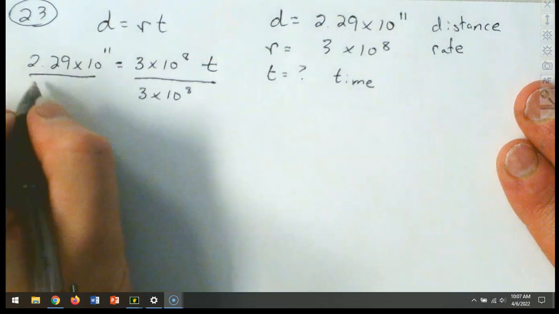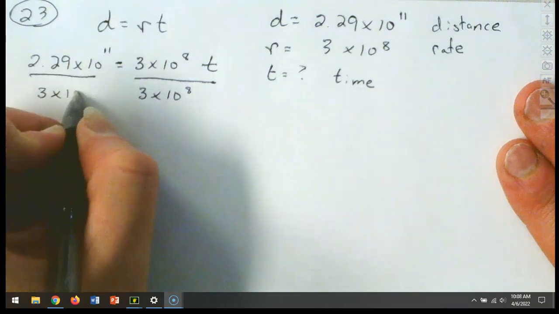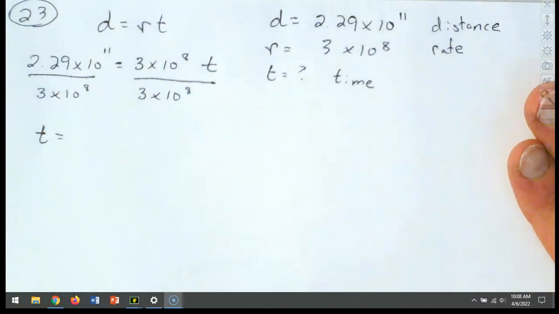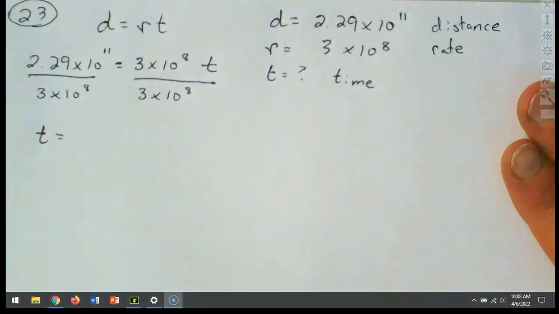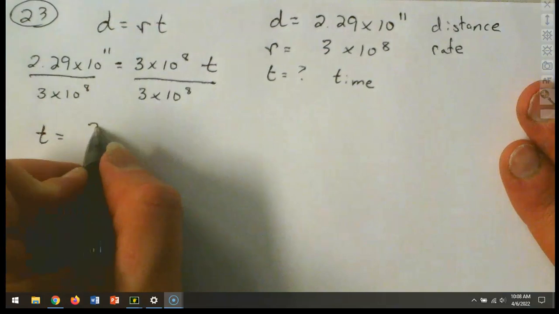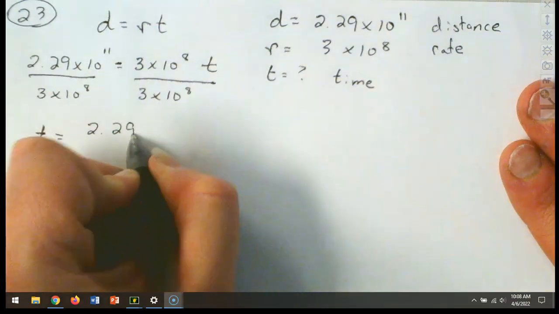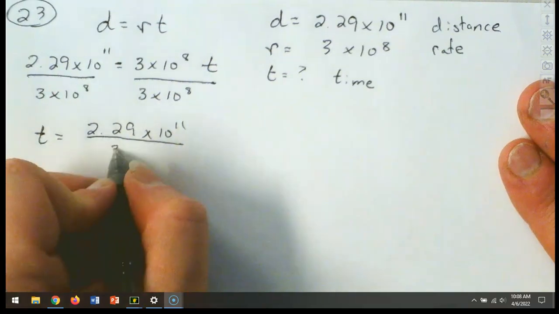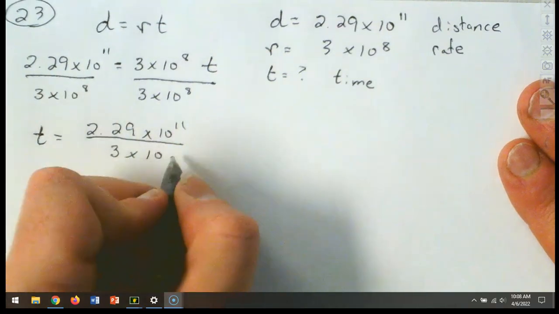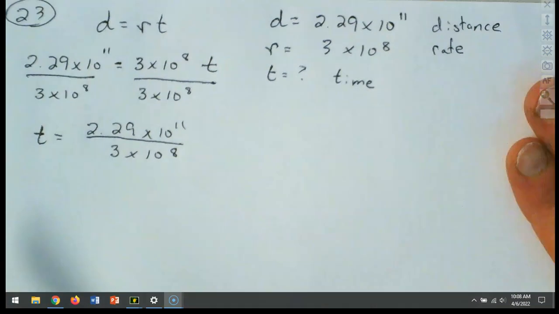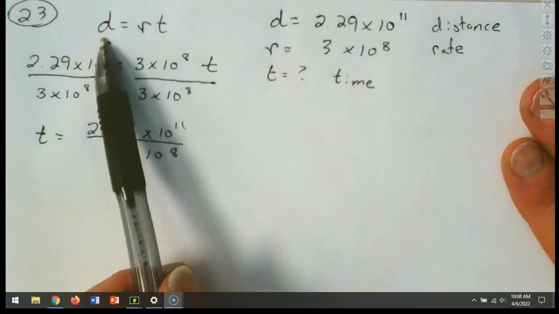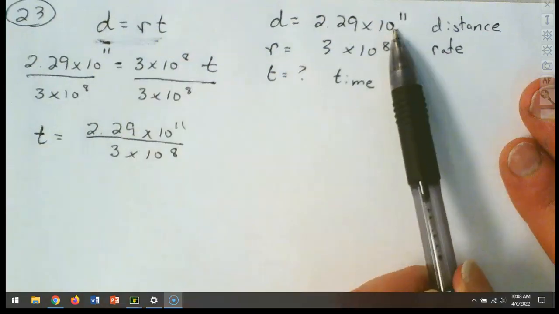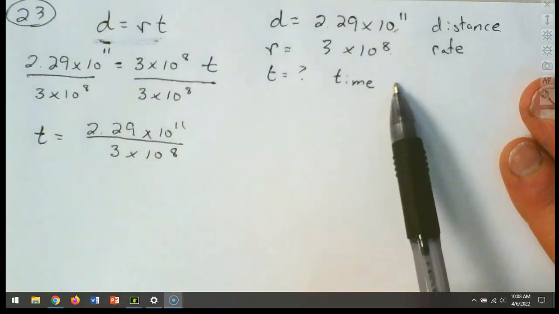Nothing new here. And now we can rewrite it and do our scientific notation division. So when we divide, we now have 2.29 times 10 to the 11th power over 3 times 10 to the 8th. Is everyone okay with how I did that? I just rewrote our distance formula because it's a distance type of problem. There's our distance, there's our rate, unknown time.